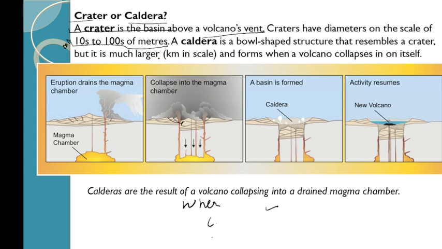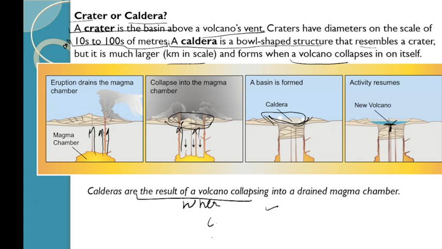But a caldera is a bowl-shaped structure. This structure resembles a crater but is much larger, in kilometers. When a volcano collapses itself, whenever a volcano erupts in the area again and again, it makes high pressure in the area, so the erupted material sinks down. This basin forms a caldera, and then new volcanic activity forms again. So calderas are the result of volcano collapsing.